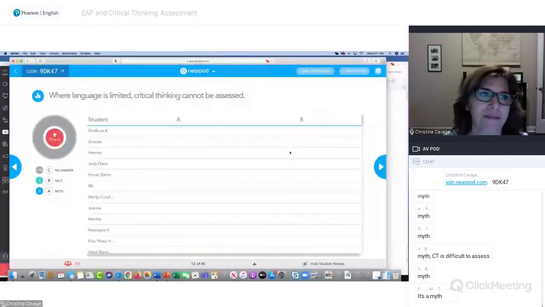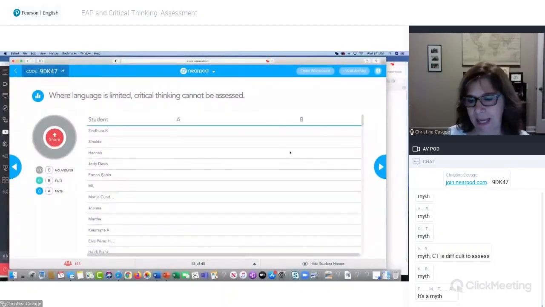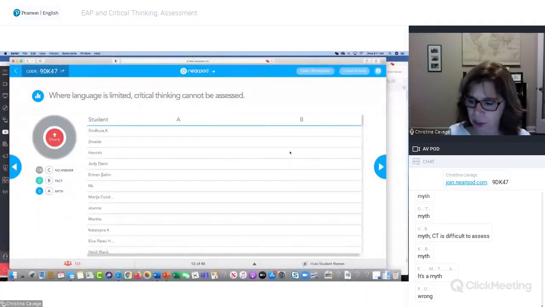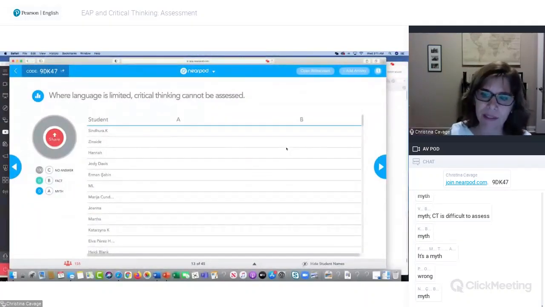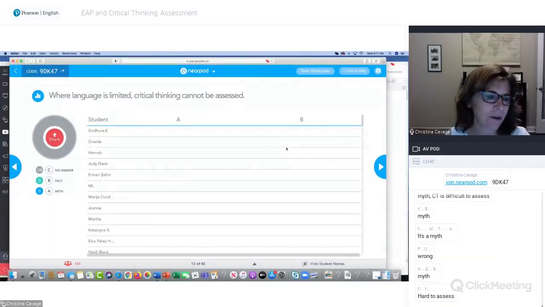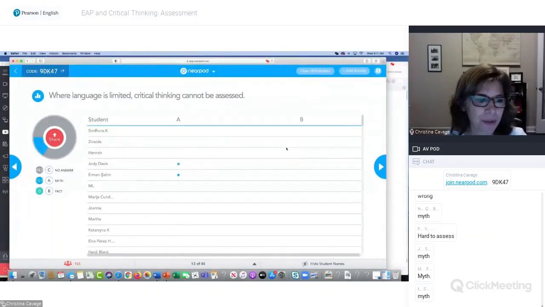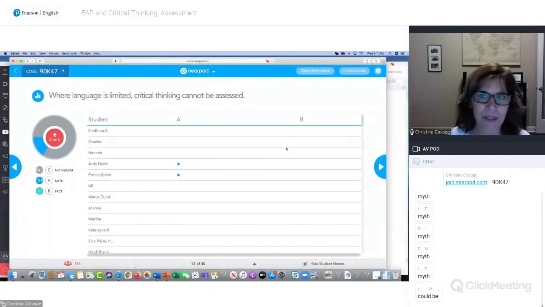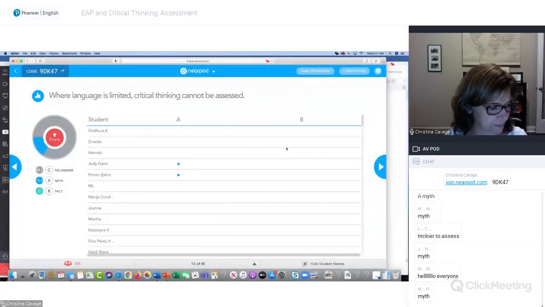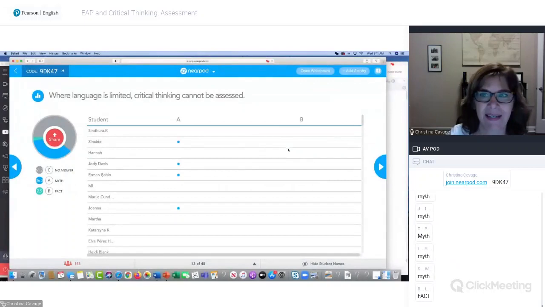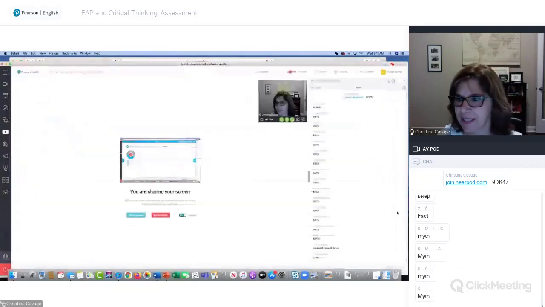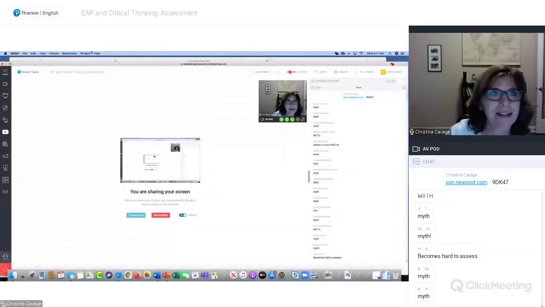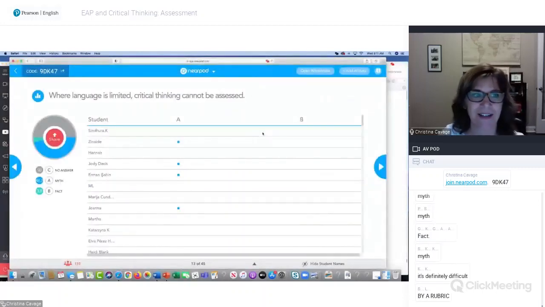So let's try another one. Where language is limited, critical thinking cannot be assessed. So not just thinking about critical thinking in general, but specifically with limited language. Think about our level zeros or our pre-level ones, our pre-beginners. What do we think? Is this a fact or a myth? And I'm seeing lots of myths here, and in the chat box, some myths and some facts there.